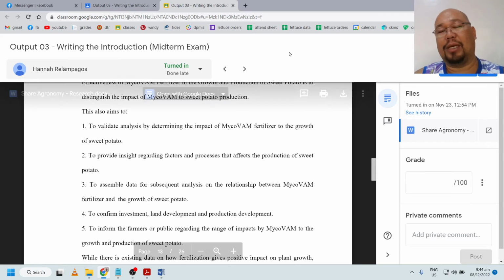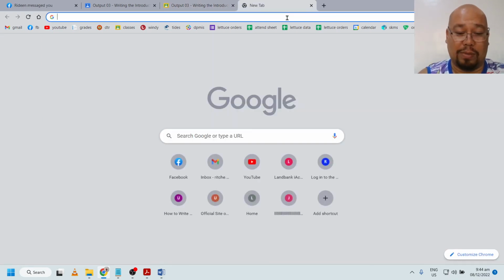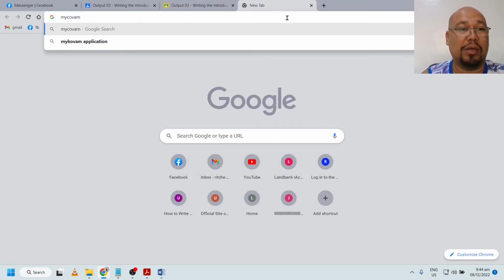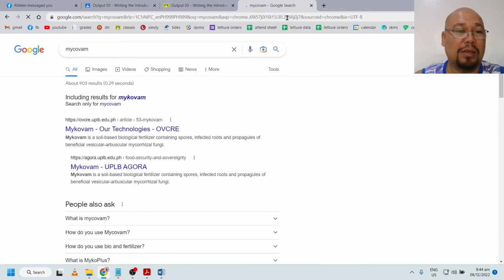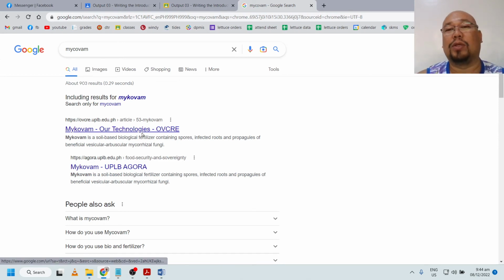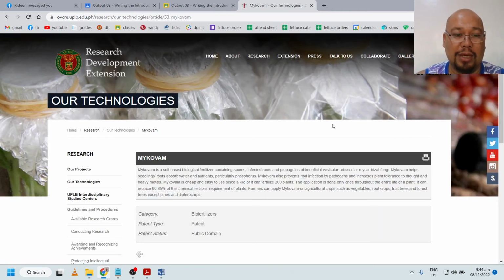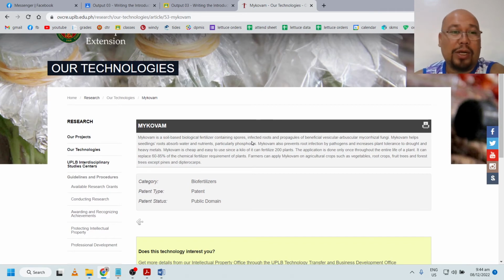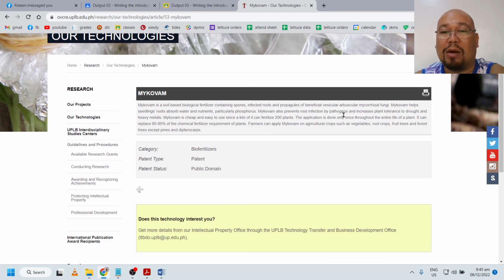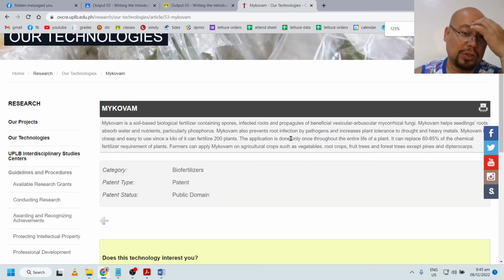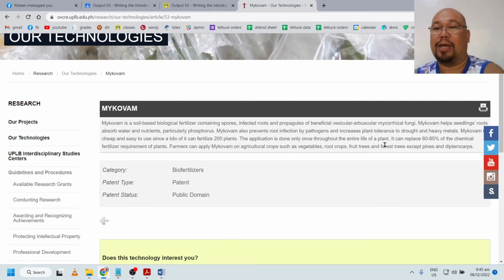Mycovam is, I'm not sure unsa gisulod na ni Mycovam. Basta kabalo ko na anis UPLB. Ug asa ni apply. Biological fertilizer. Okay. So, gikan sa fungus na ini siya. Inday. Mycovam, pwede na taka-order ani dito sa UPLB. Is a soil-based biological fertilizer containing spores, infected roots and propagules of beneficial vesicular arbuscular mycorrhizal fungi. Mo ni inyong indicate dito sa, so it's a biofertilizer di ay.